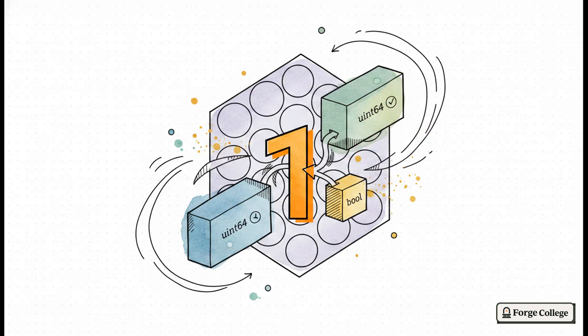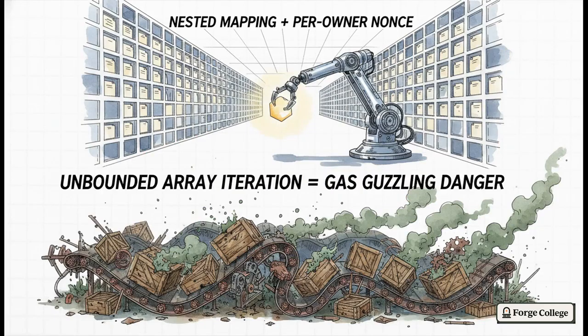Now pay attention to the magic number here, 1. By cleverly picking our data types, specifically packing those two 64-bit timestamps and the 8-bit Boolean together, we can fit all of them into exactly one single storage slot. This is a massive, massive optimization that saves a fortune in gas every single time that escrow is read or written. So how do we find these specific crates in our massive warehouse?